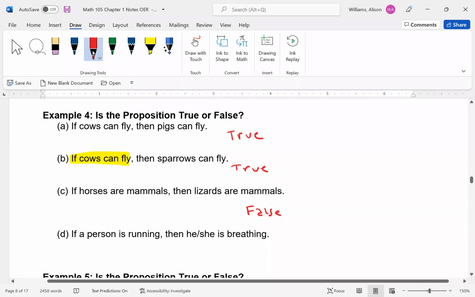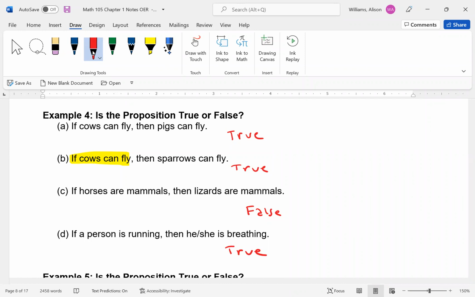If a person is running, then he or she is breathing. That would be true, because that is a true statement. Somebody's running, they have to be breathing in order to run. They won't run very far.